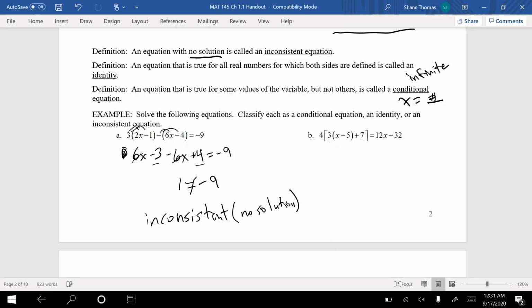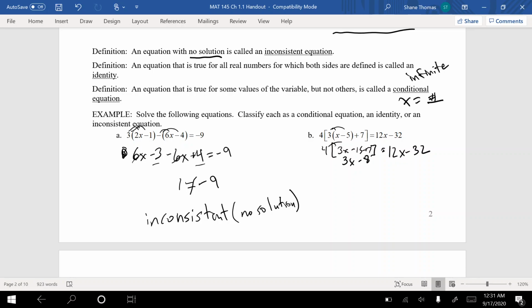All right, next one. Start with our parentheses. We have brackets and parentheses, so let's go inside the brackets and start with the parentheses here. I'm going to distribute the 3. So I have 4 times 3x minus 15 plus 7 is equal to 12x minus 32. Now I can combine like terms in here. I'm going to have 3x and we're going to have minus 8.